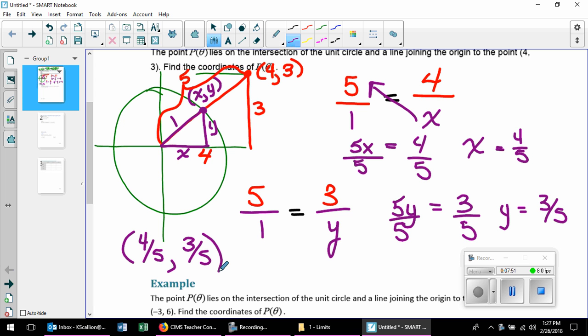What do we know about the coordinate pair in relation to sine and cosine? What's the x? Is it cosine or sine? Cosine, right? Alphabetical order. Cosine then sine. So, using this big red triangle here, what's cosine of the angle theta? What is it? Yeah, red triangle.